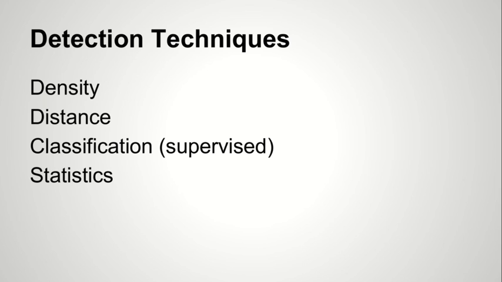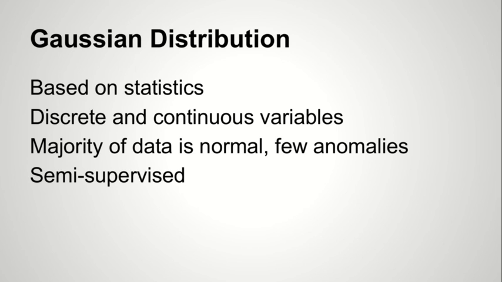There are several techniques that could be applied to detect an anomaly. They could be based on density, they could be based on distance metrics, and they could be based on classification algorithms, for example, supervised learning algorithms, or maybe they could be based on statistics, and that's what we'll be focusing on in this video. The statistical method is based on the Gaussian distribution, and the variables we'll look at could be discrete, natural numbers 0, 1, 2, 3, or they could be continuous variables like 1, 1.5, the square root of 2, or pi, or whatever.